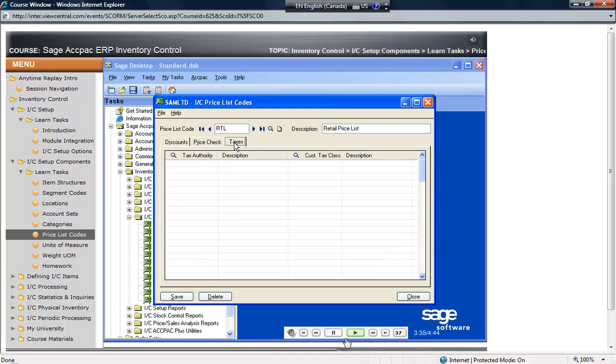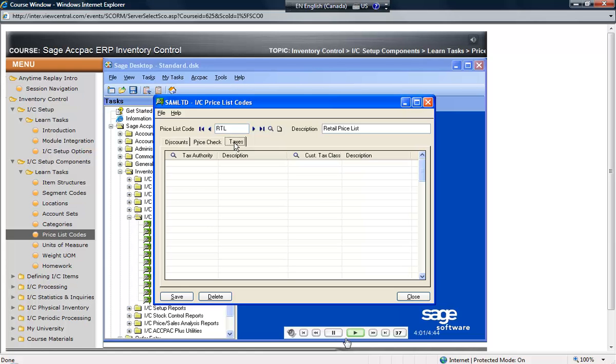The taxes page is used to identify those tax authorities that have the tax amount included in the price of the item. As will be seen later, items are assigned to a price list code. When they are, you instruct the system as to what base price to use. For example, you might want item X to be $5 when linked to the retail price list.